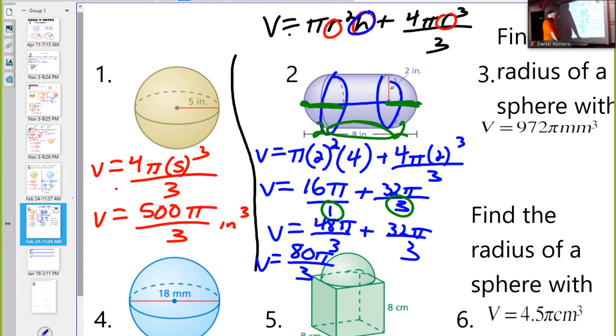You can do number 3. Number 3, this is the third time today. So you have something like number 3. They're giving you the volume. They want you to find the radius of a sphere.